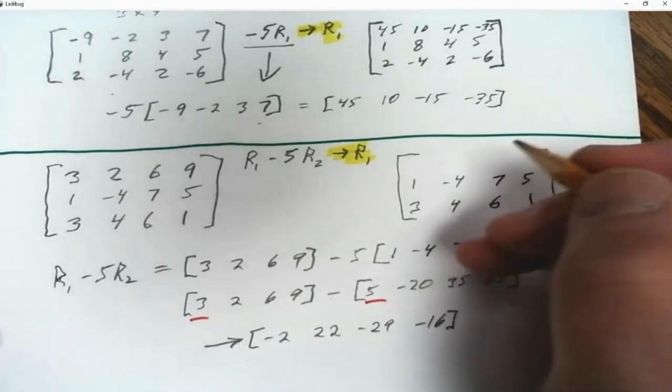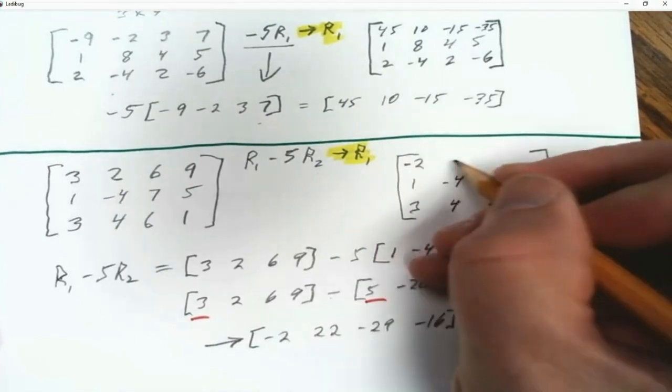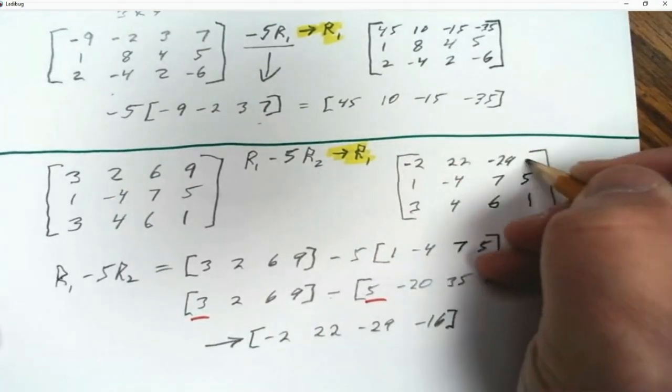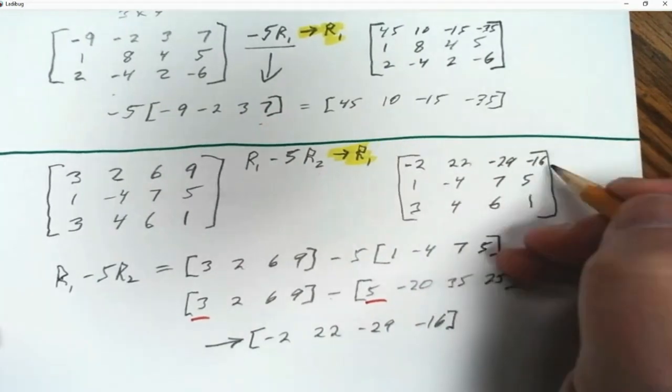Negative 2, 22, negative 29, negative 16. I will probably start getting things graded this week, so please show your work.